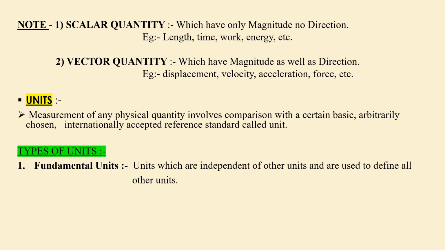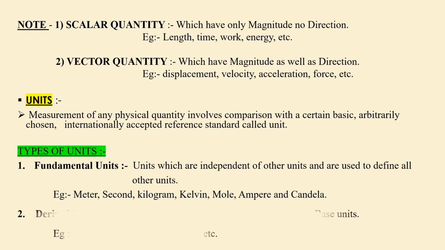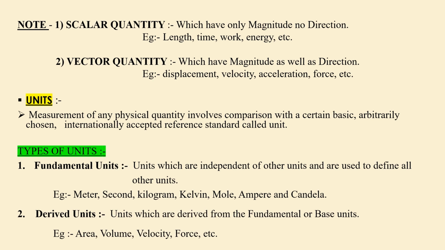Fundamental units. Units which are independent of other units and are used to define all other units. For examples: meter, second, kilogram, Kelvin, mole, ampere and candela. 2. Derived units. Units which are derived from the fundamental or base units. For examples: area, volume, velocity, force, etc.